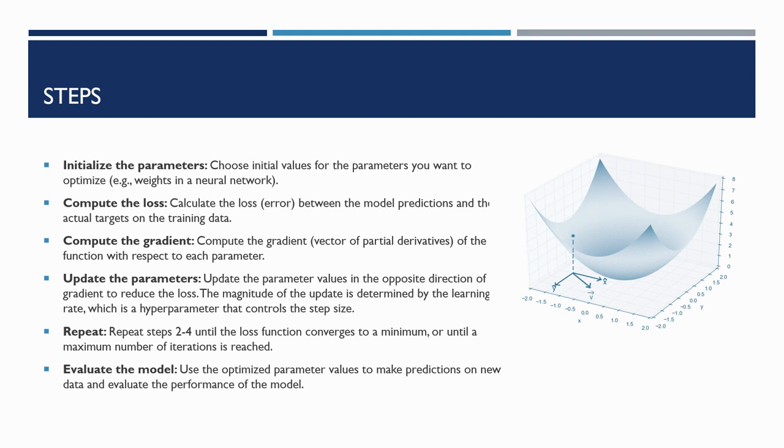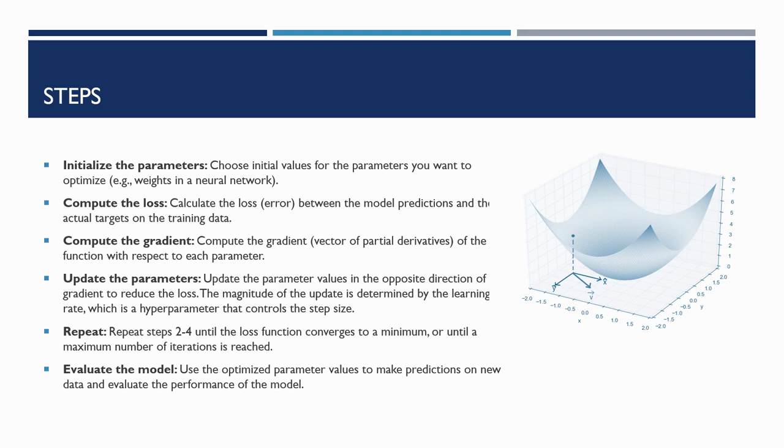Now we'll see what steps we need to take for calculating the gradient descent. First, we need to initialize the parameters, then we need to compute the loss, compute the gradient and update the parameters, and then we need to repeat the process and evaluate the model.